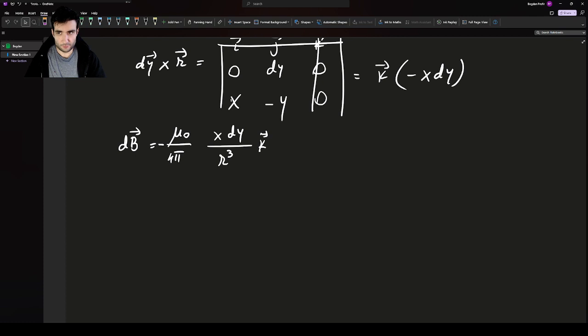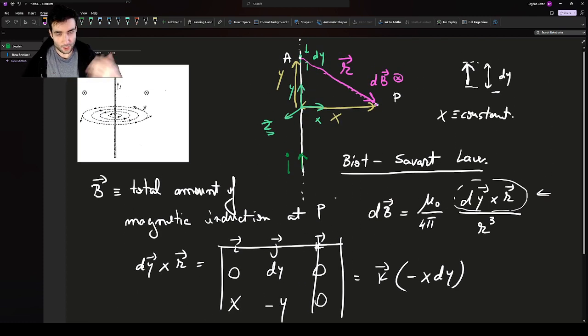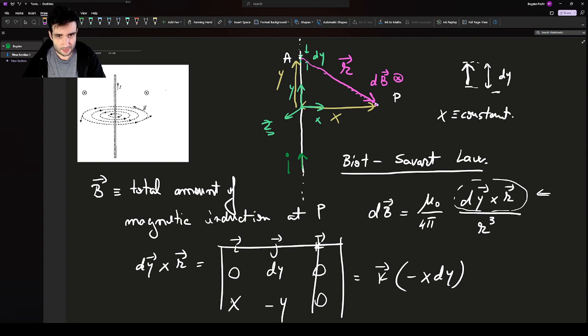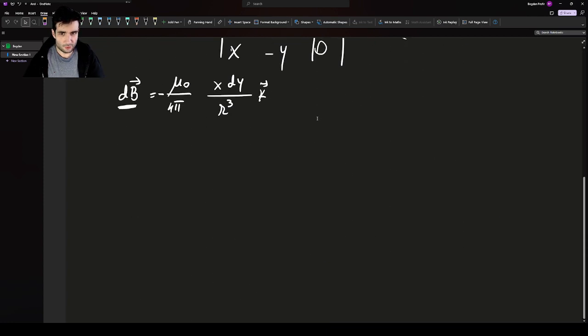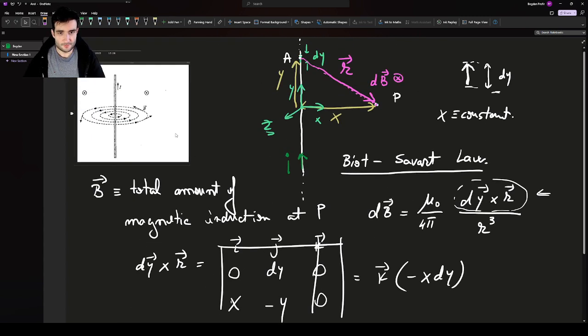So the only thing left to do at this point is to try to figure out what the overall effect is of the entire wire at point P. So if this is the contribution of this piece of wire, what does the whole wire do? And to do that, we'll have to do an integration, of course. But the issue with that is that at the moment we have two variables. So we have this y, which changes as we move along the wire.